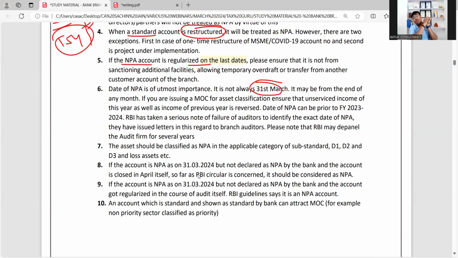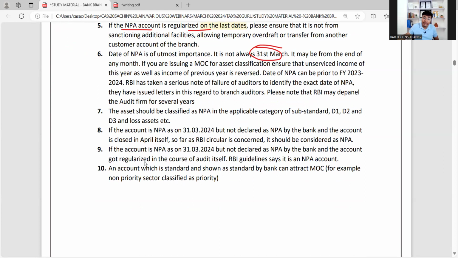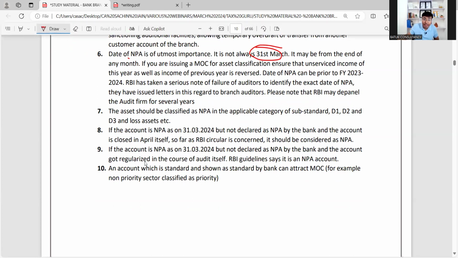हो सकता है कोई अकाउंट 22-23 के अंदर एनपीए क्लासिफाई हो रहा हो. Due to the mistake of previous auditor has not classified that account as NPA during financial year 22-23. Now, when we are going to classify, we are going to classify the same for the next financial year, not for the current financial year. Not the effective date will be 31st March. This type of thing we need to know. So, the date of NPA is of utmost importance.